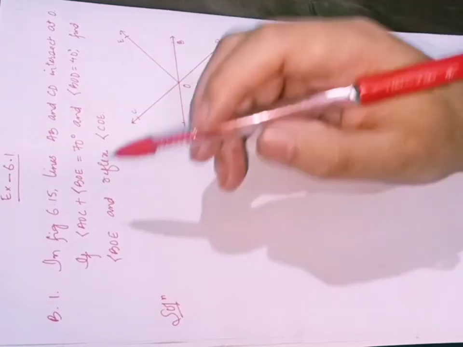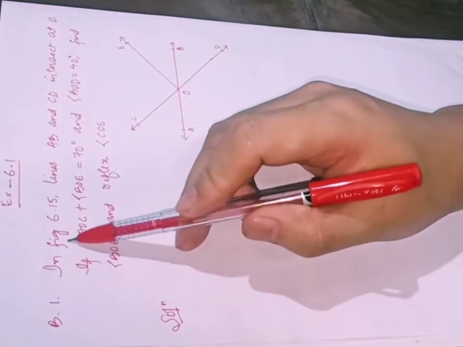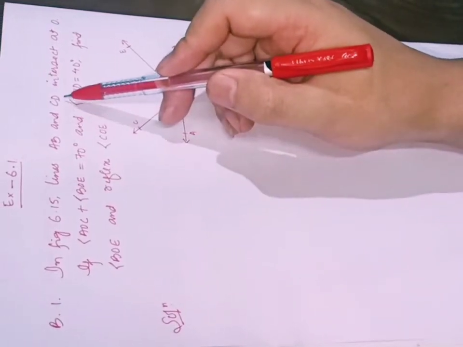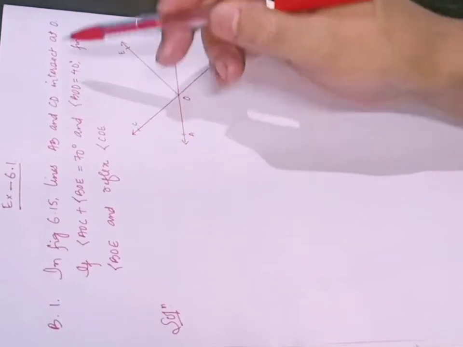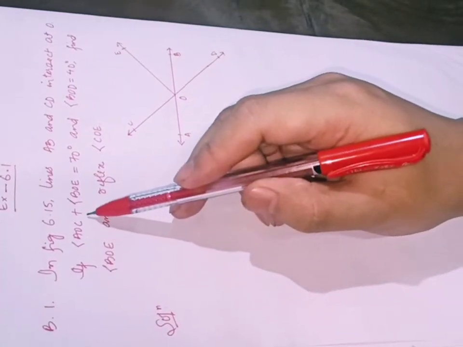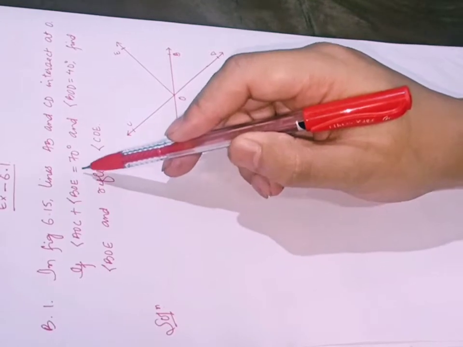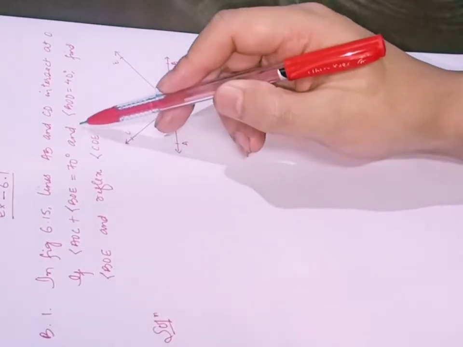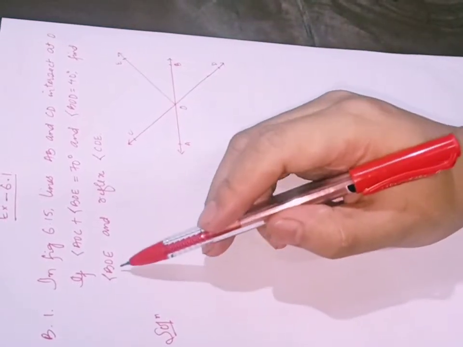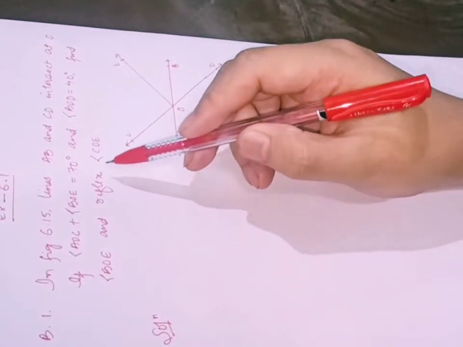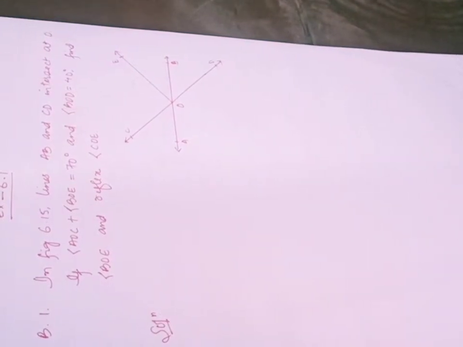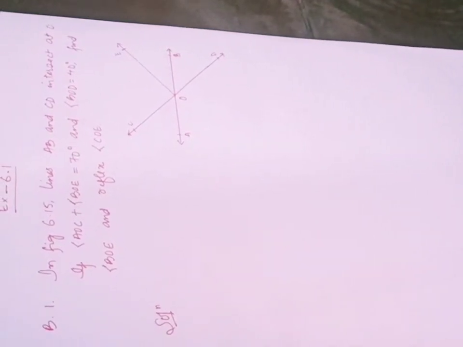Alright, so question number 1 says, in figure 6.15, lines AB and CD intersect at O. If angle AOC plus angle BOE equals 70 degrees and angle BOD equals 40 degrees, find angle BOE and reflex angle COE. So now, let's try to understand the question.